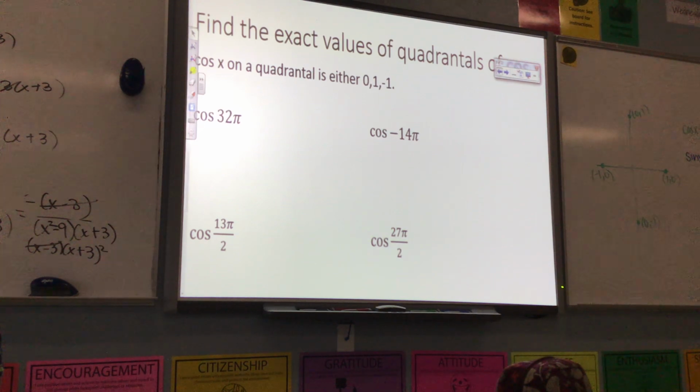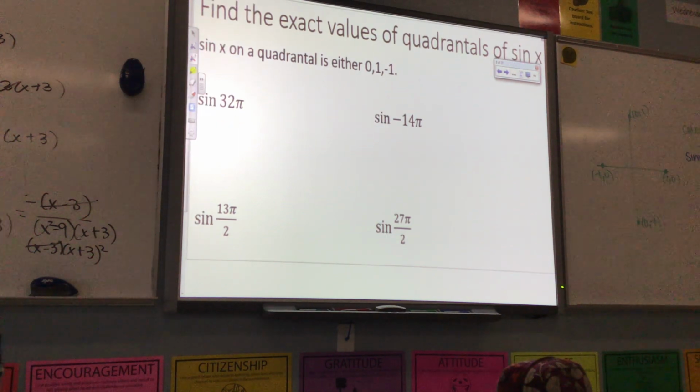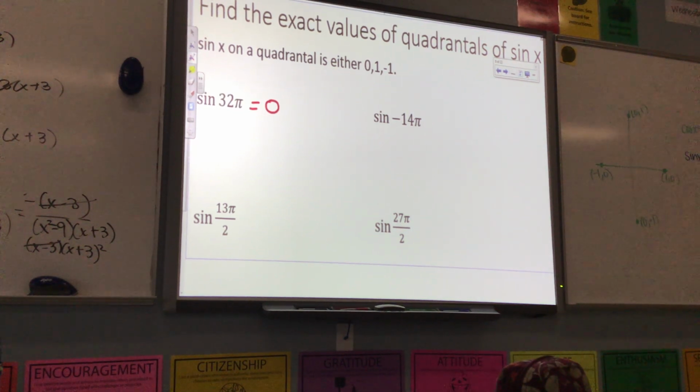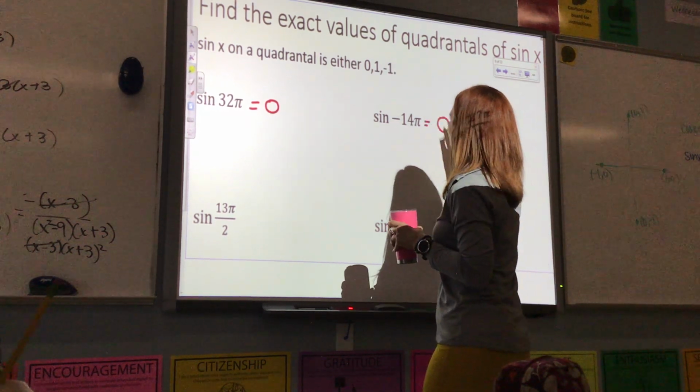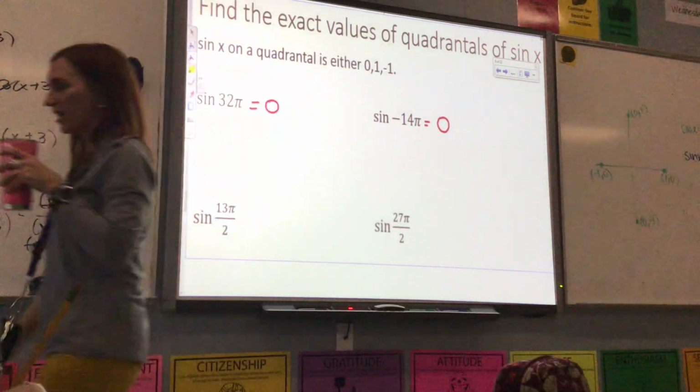The answer to the sine of 32 pi is just 0 because you know it was coterminal with your whole number pi's. What does that mean negative 14 pi is? Also 0 because it is a whole number pi. So anytime you have a whole number times pi, your answer is 0 for sine.